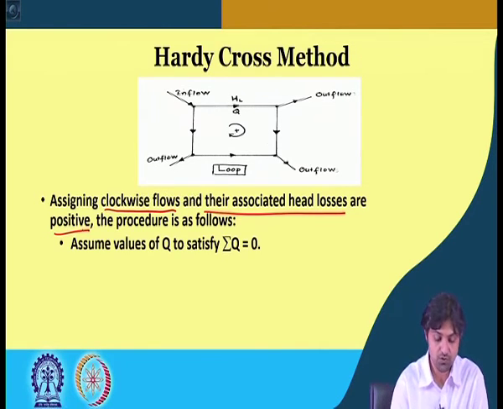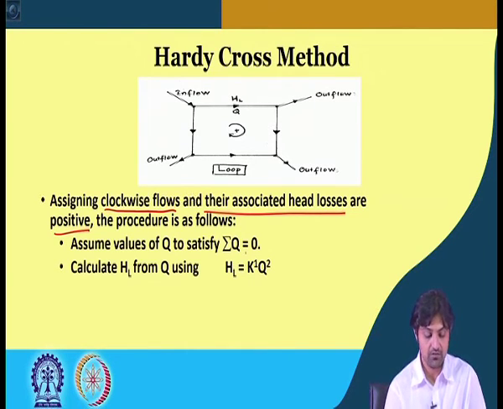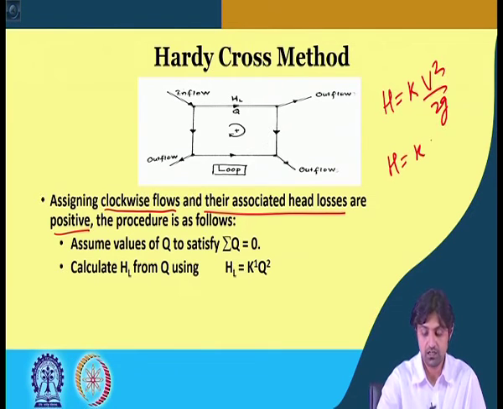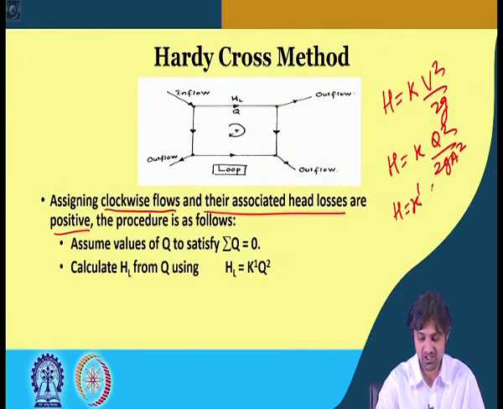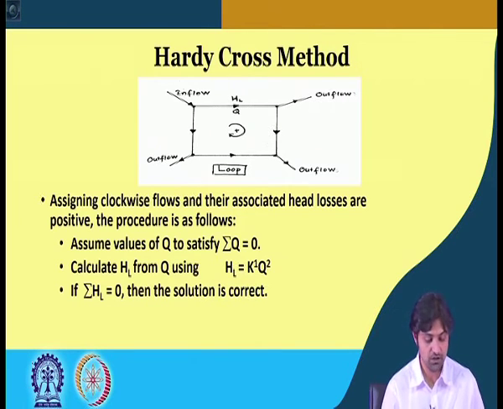So, what we do is at each node we distribute Q and write that delta Q is equal to 0. And we calculate head loss from Q using HL is equal to KQ square, because you remember head loss was K into V square by 2G, or we can simply write KQ square by 2GA square. So, basically H can be written as K dash Q square if you bring K by 2GA square. So, our head loss is written like this, K into Q square, because head loss is proportional to the discharge square. If the head loss is equal to 0, then that means the solution is correct.